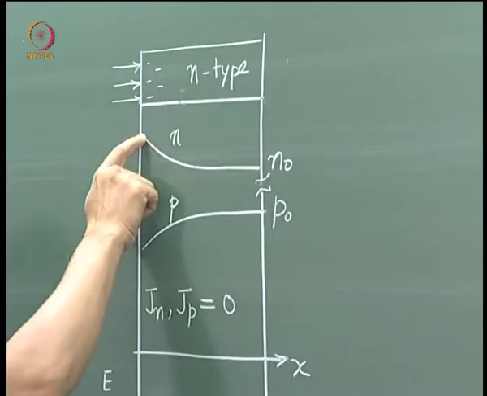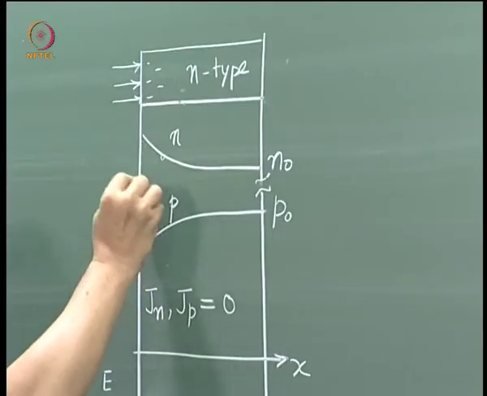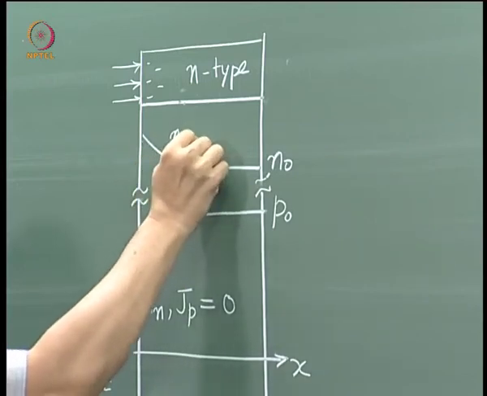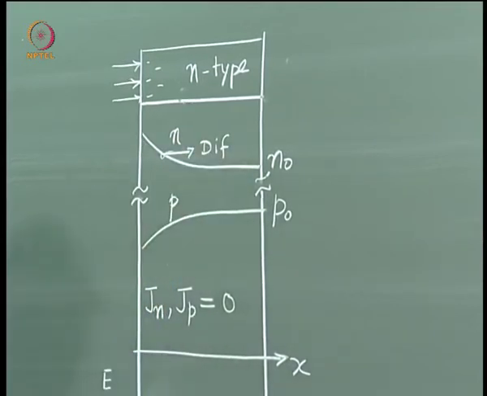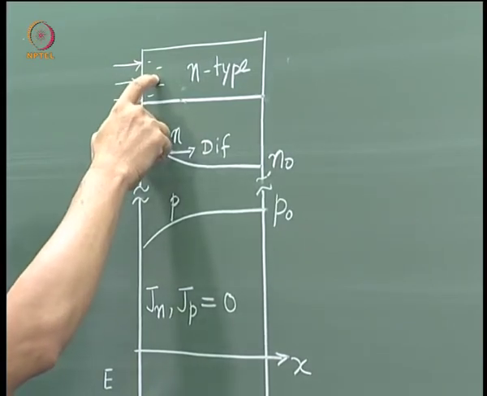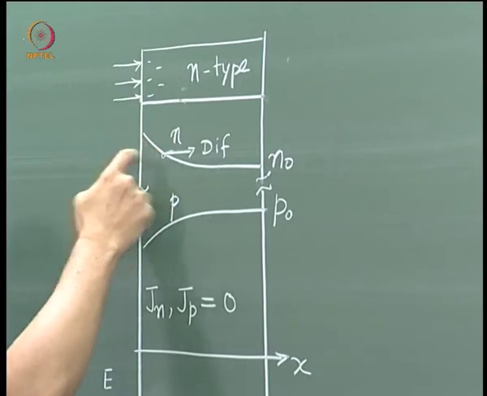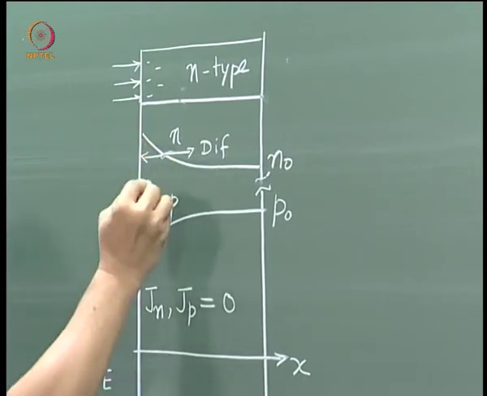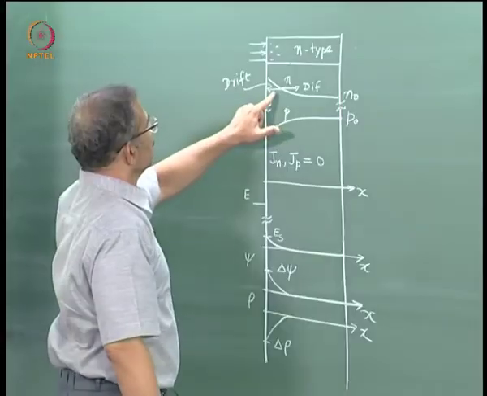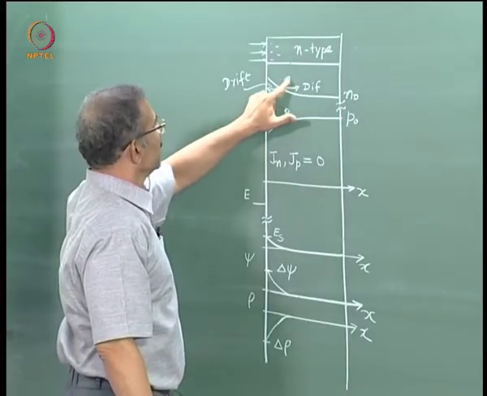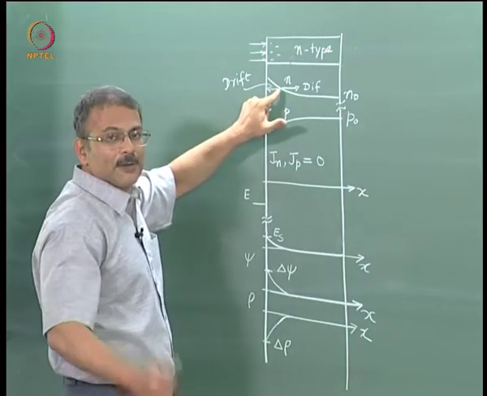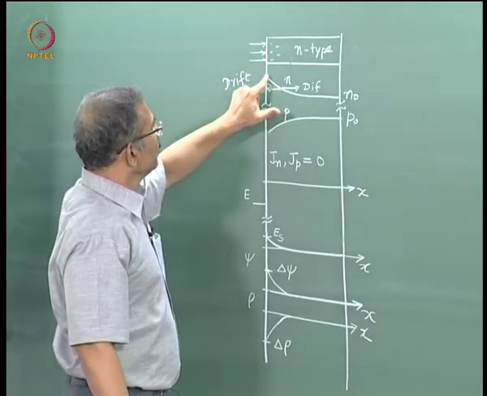Now how do you account for this shape? At each point there is a tendency for the electrons to diffuse to the right. However, because there is an electric field which gets into the semiconductor also, this electric field pulls the electrons towards the surface, so there is a drift. This drift and diffusion are in balance, so they ensure that there is no net current flow for electrons because this is an equilibrium state. That is how you get this shape.